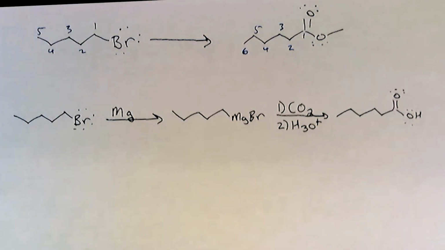You can convert acids directly into esters by a few different methods. One of my favorite methods is the Fischer esterification. Using methanol with an acid catalyst, methyl hexanoate can be formed by Fischer esterification.